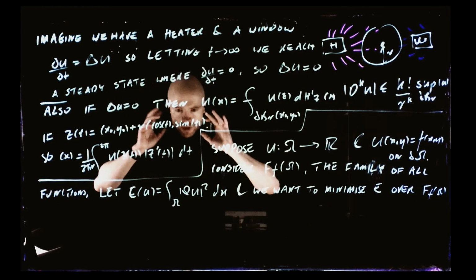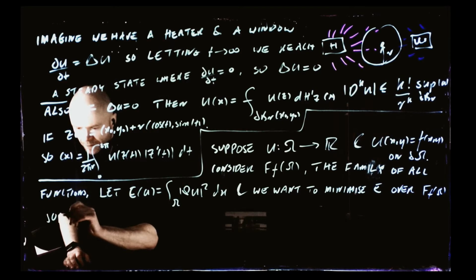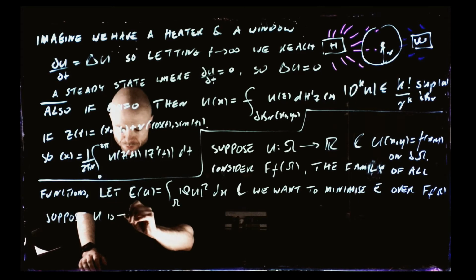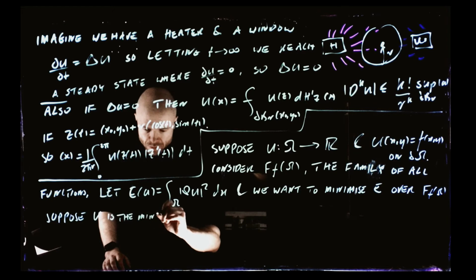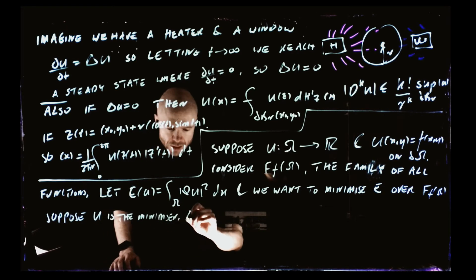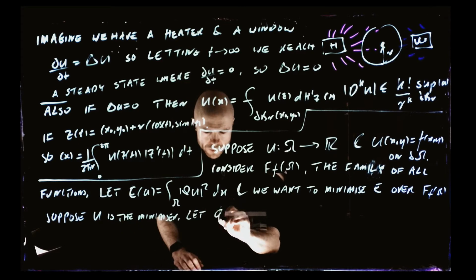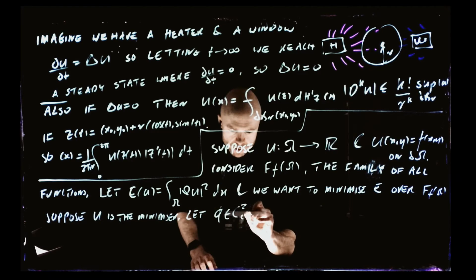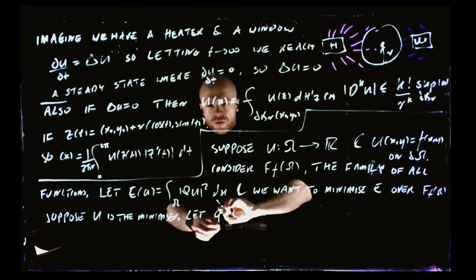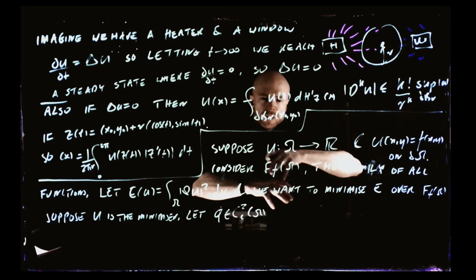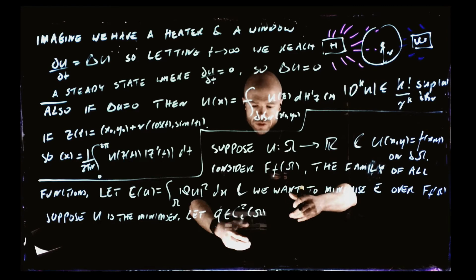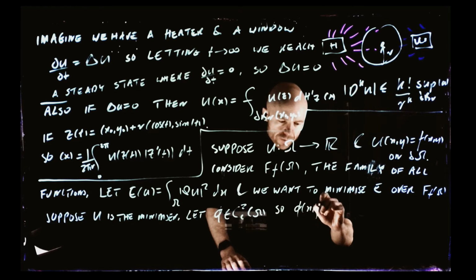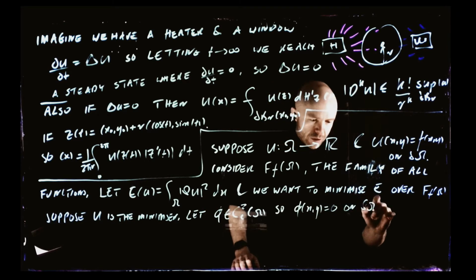Let's assume we can do this. Suppose we find the minimizer. Suppose u is the minimizer. And then let phi be this twice differentiable function with compact support contained within omega. So I write it like this. That means that this guy is only non-zero on some set which is strictly inside omega. So in particular, phi of x, y equals 0 on the boundary of omega.